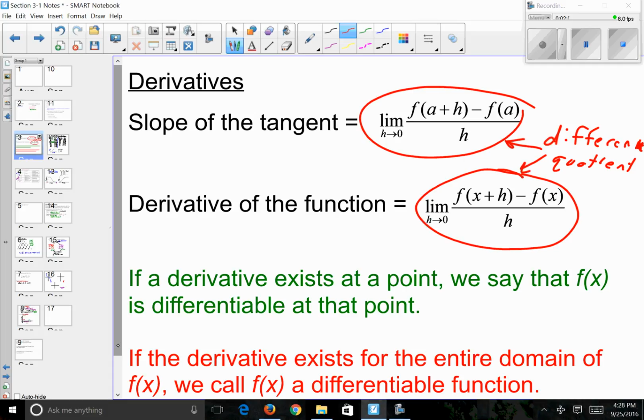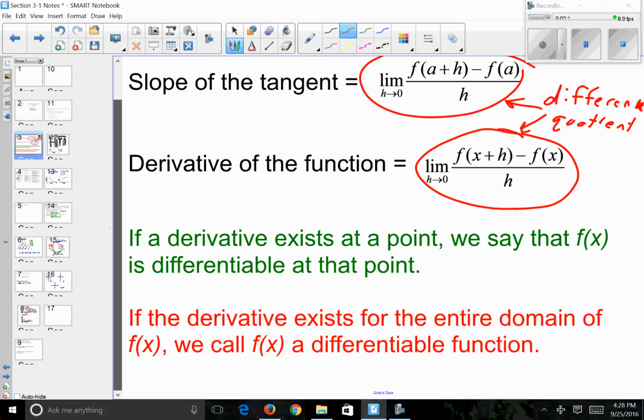Some vocabulary that you'll hear me using through these videos. If a derivative exists at a point, then we say that f of x is differentiable at that point. So differentiable means the derivative exists. If the derivative exists for the entire domain of a function, then we have a differentiable function.